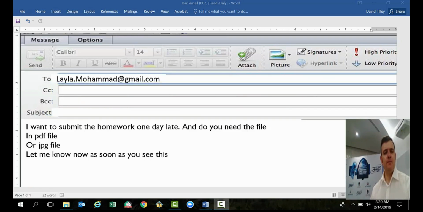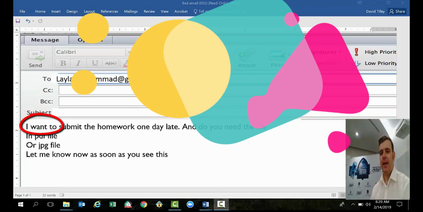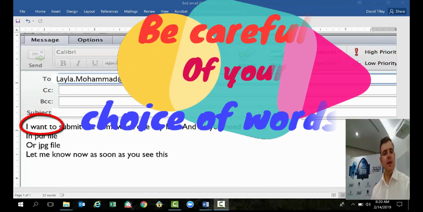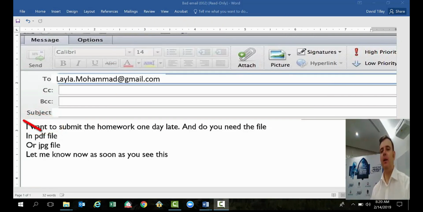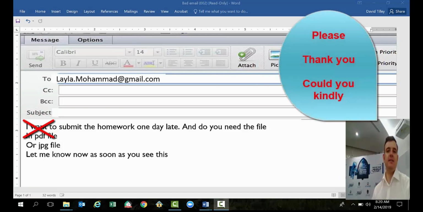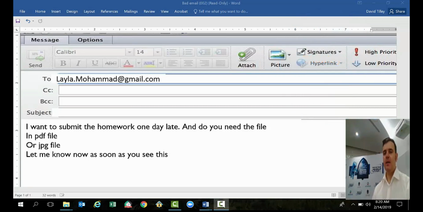We look at the first sentence though. I want to submit the homework one day late. Be careful of your choice of vocabulary. And what I mean by vocabulary is, as you can see, we have I want to submit. So try to be more polite in your vocabulary usage. Use words such as please, thank you, could you kindly, would it be possible? All right, so it's the small things that count sometimes.